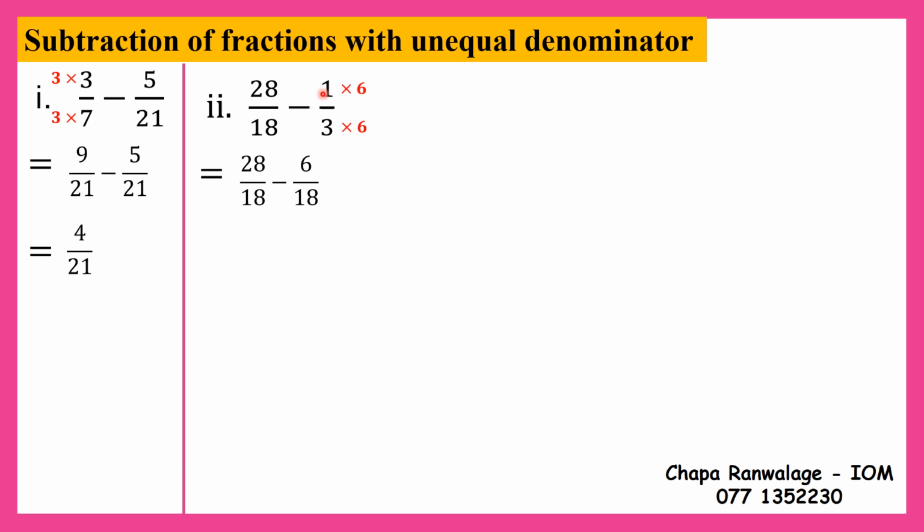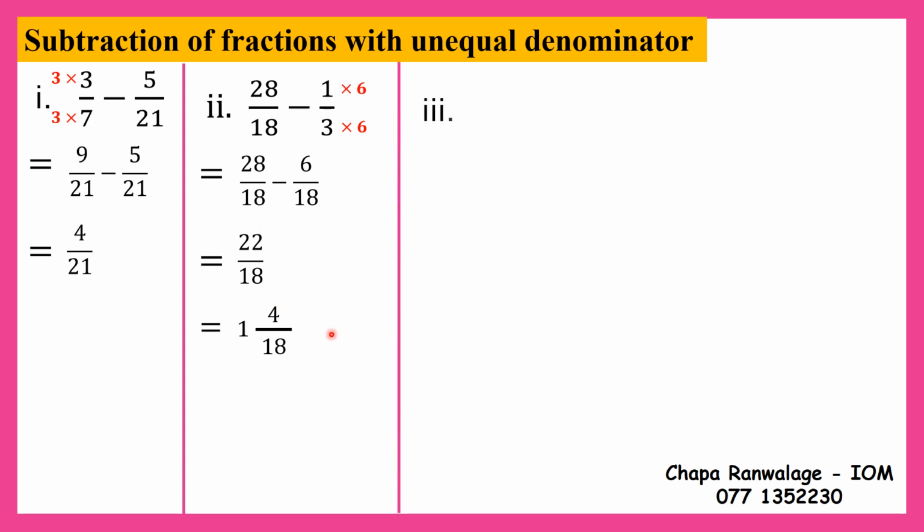So 28/18 minus 1 times 6, 3 times 6 is 18. So we can subtract the numerators. 28 minus 6 equals 22. Again the numerator is larger than the denominator. Then we have to obtain the mixed number. 22 is divided by 18. How many 18s for 22? Only 1, no? Then the remainder: 18 times 1 is 18, and to obtain 22 we have to add another 4. So this is the result.